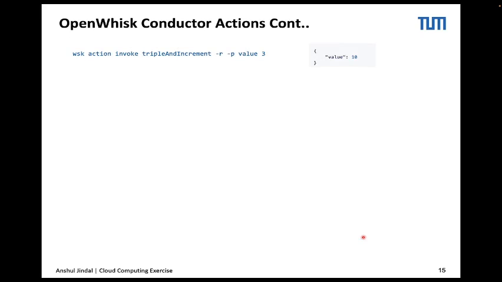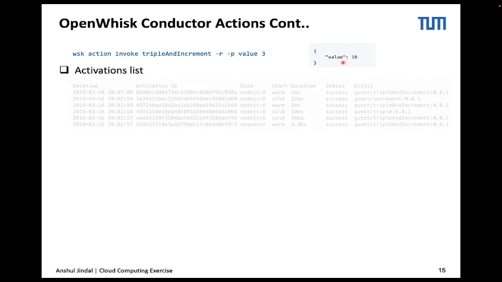Once you invoke this conductor function, let's say I am invoking this triple and increment conductor function using the parameter value 3, my output should be 3 into 3 plus 1, which is the value 10. So how does it work within OpenWhisk?